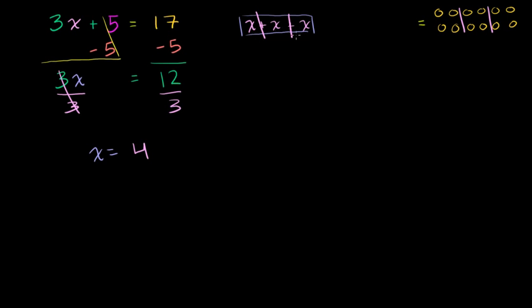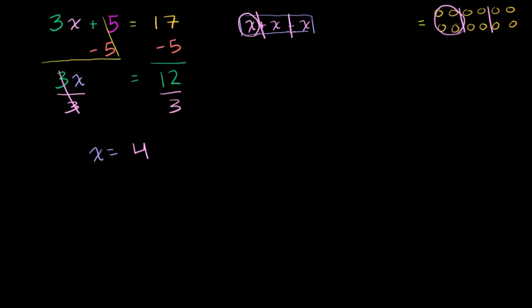When you divided 3x into groups of 3, each of the groups had an x in it. And we divided 12 into groups of 3. Each of the groups have a 4 in it. So x must be equal to 4. X is equal to 4.